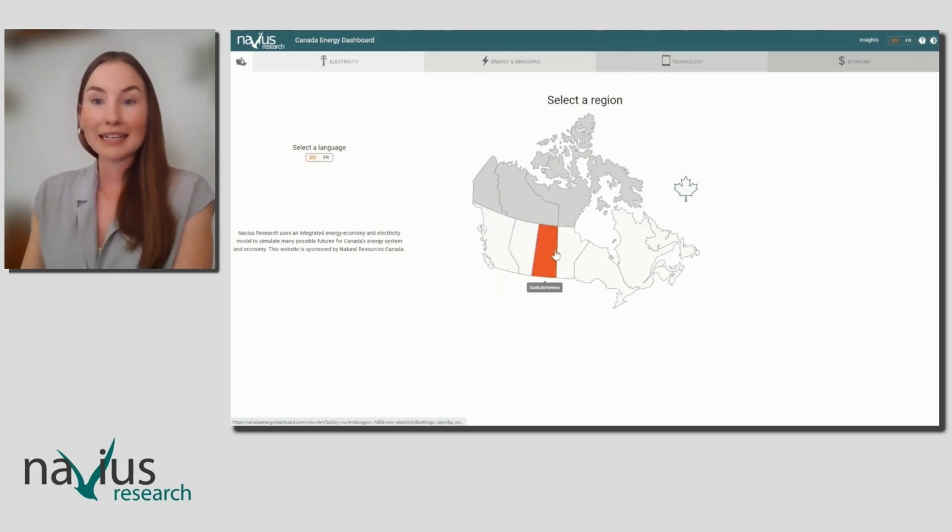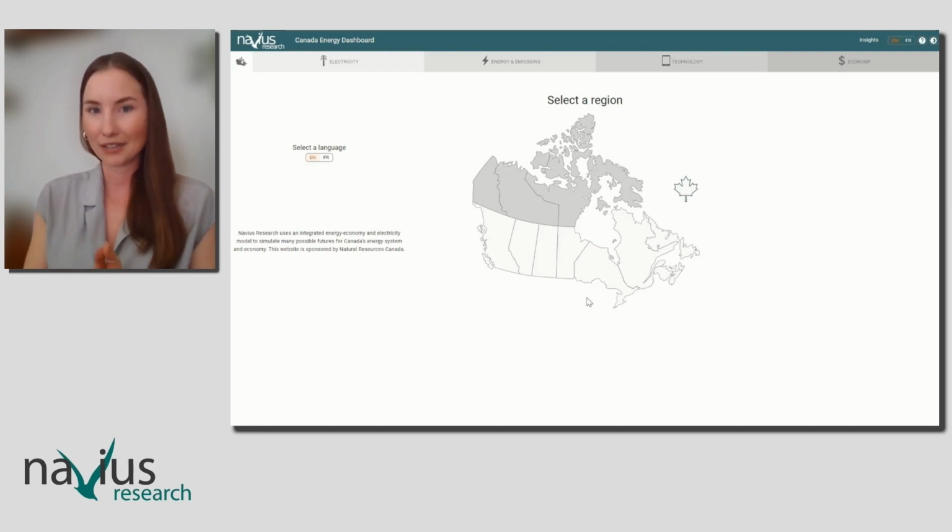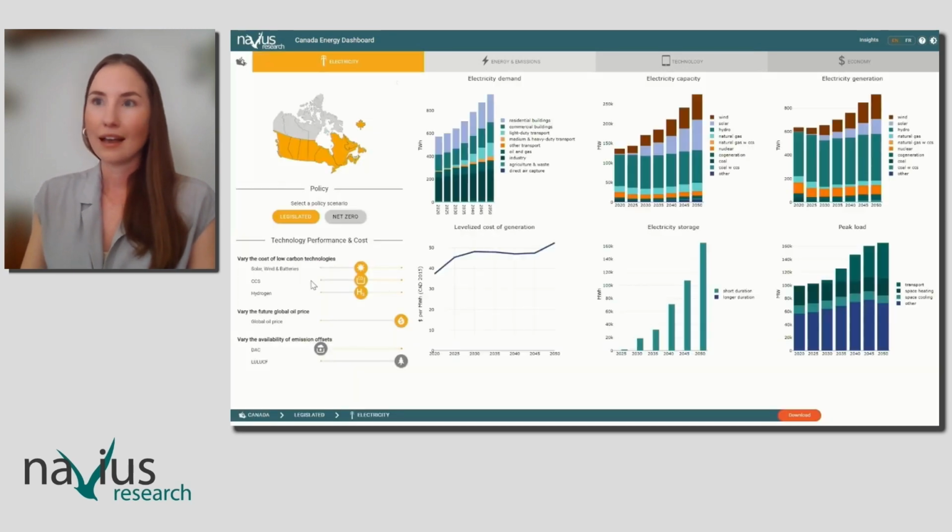So you can select any province with the exception of the Atlantic provinces, which are grouped together as one, and the territories which are not yet included. This was done to simplify modeling runtime for this first release of the dashboard, but these regions are something that we hope to add moving forward. I will select all of Canada by selecting the maple leaf. And when you enter the dashboard, you will see a control panel on the left.